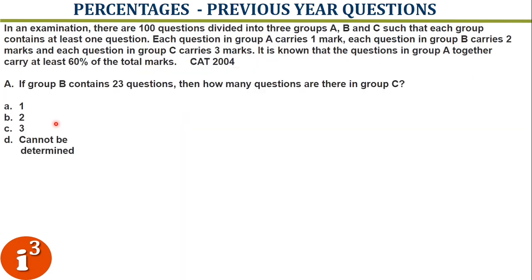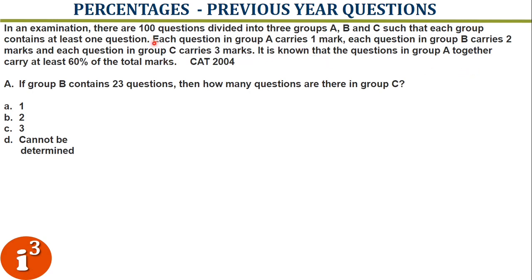Next question. This is a question from CAT 2004. Let's see what type of questions were asked in those days. In an examination, there are 100 questions divided into three groups, A, B, C, such that each group contains at least one question. Each question in group A carries 1 mark, each question in group B carries 2 marks, and each question in group C carries 3 marks.